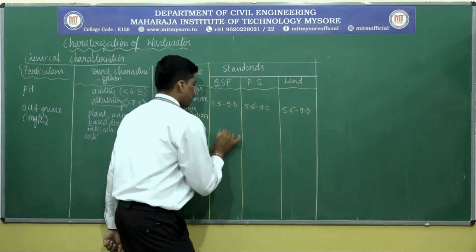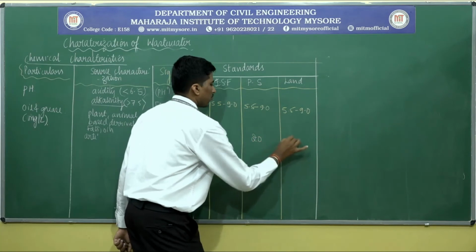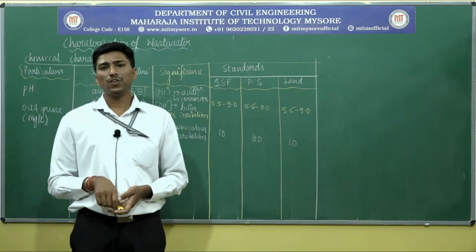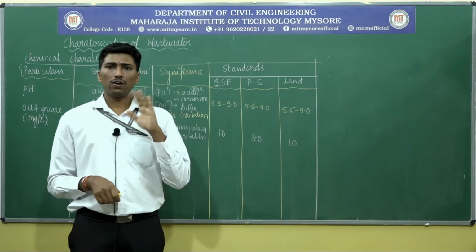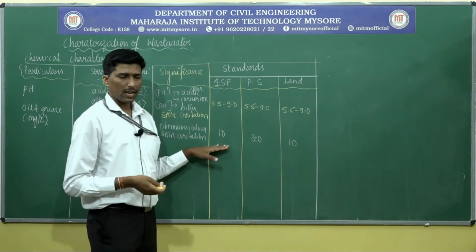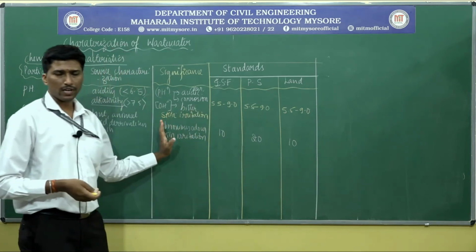Odor, it is 10, and for the sewer it is 20, and for the land it is also 10. Otherwise, what happens I will explain during sewage sickness or in the sewage farming condition. So 10 mg per liter. Getting the point clear for this?